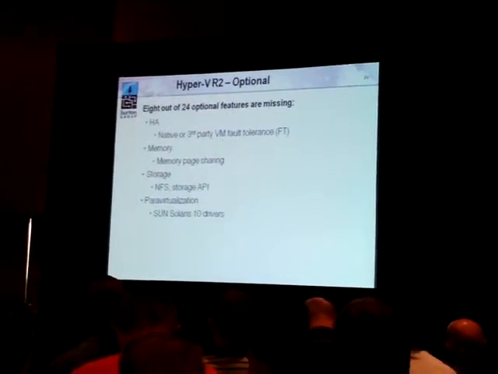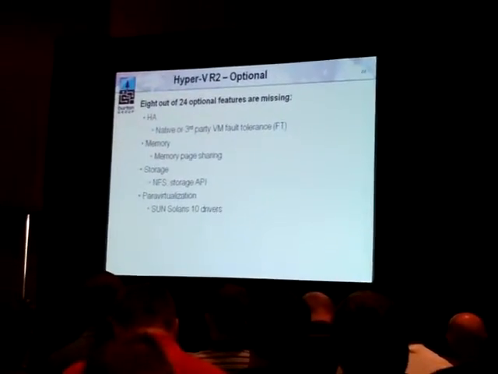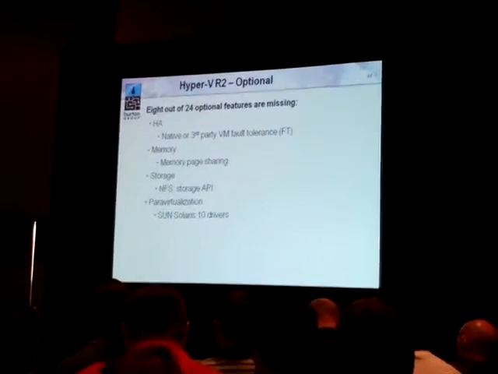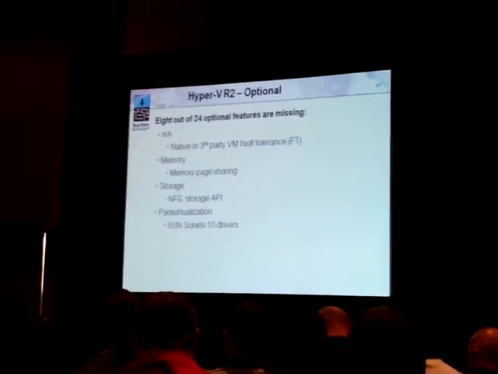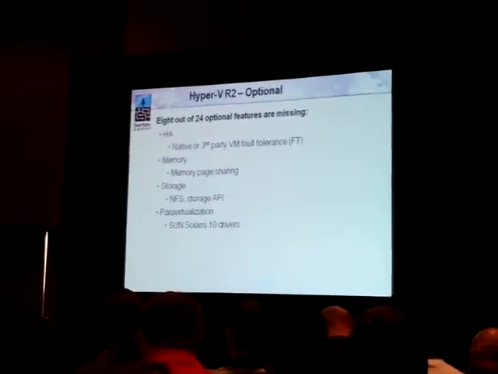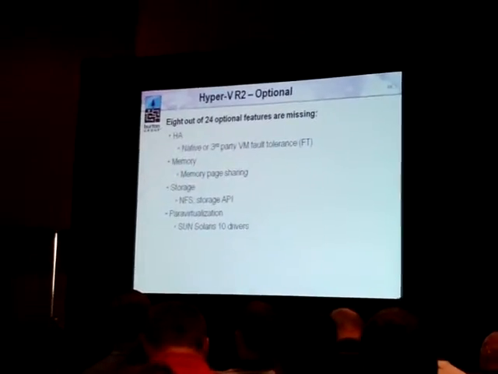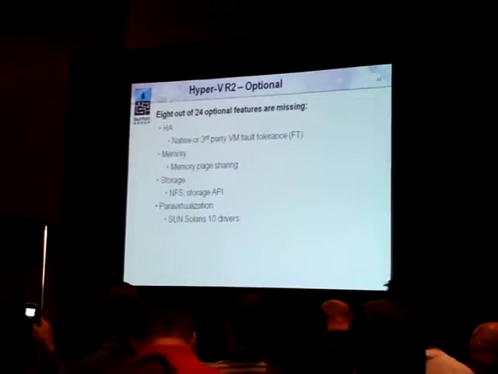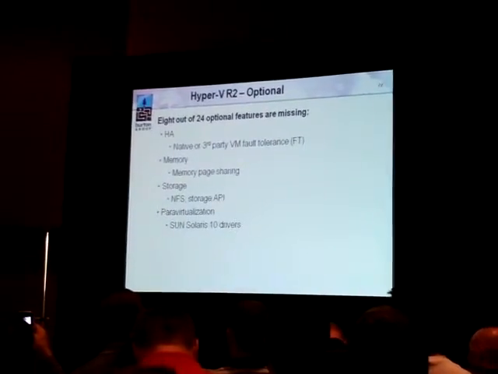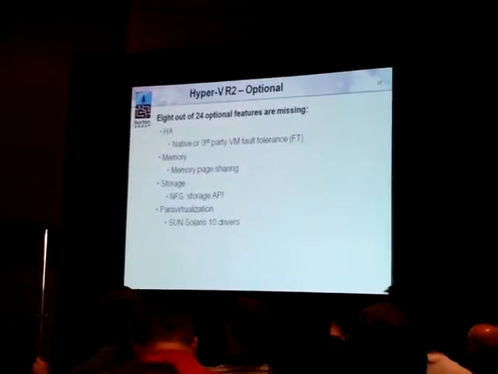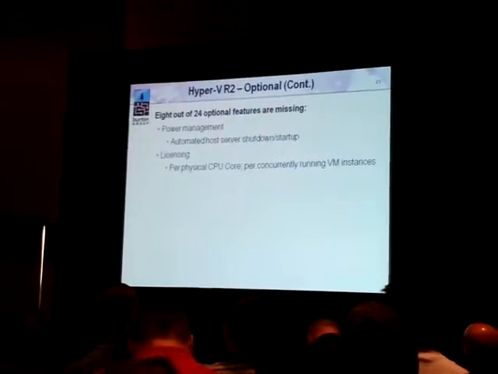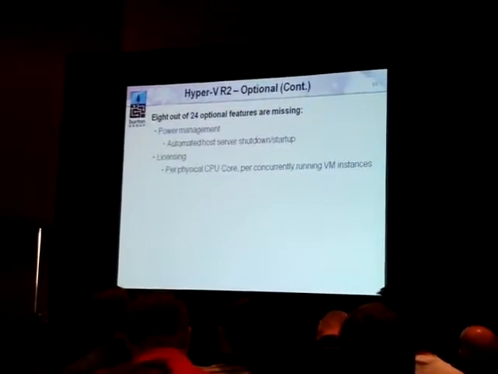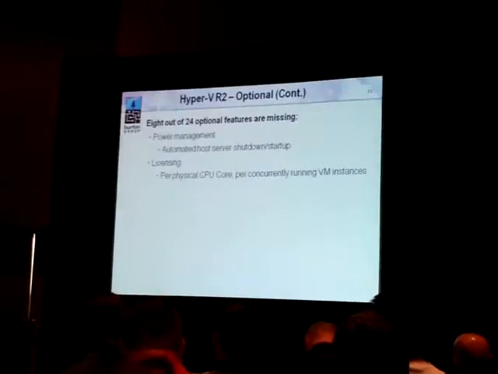And then memory page sharing, they don't have support for NFS for your storage subsystem underneath the hypervisor. Something that you might expect, a lot of people do like that. They use NFS in their environments. And then some paravirtualized drivers. And then of the other optionals, power management is not in there yet for automatic shutdown and startup.